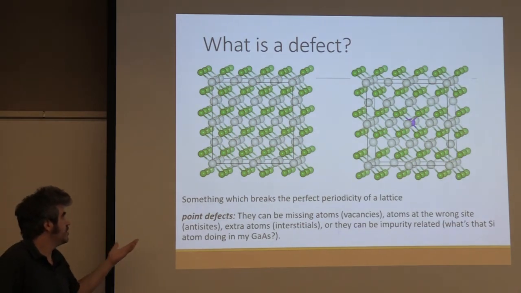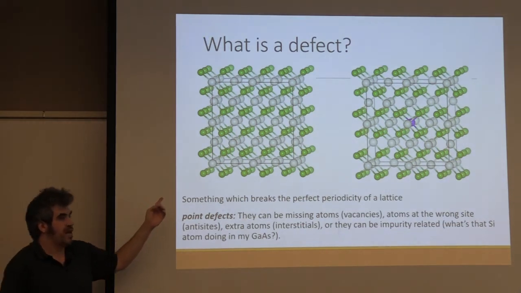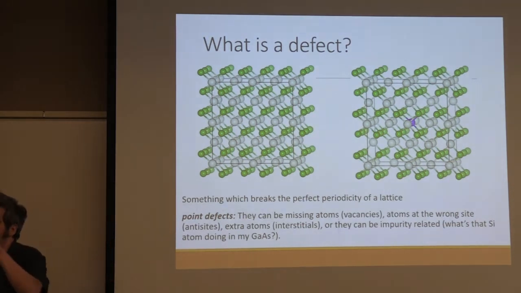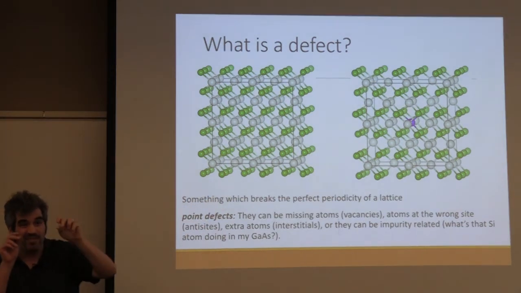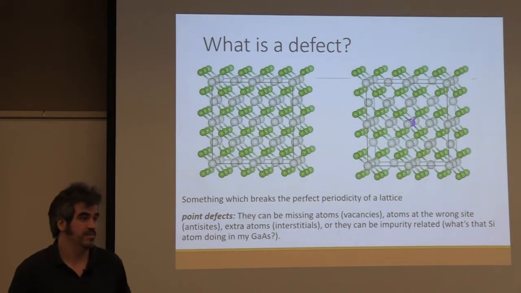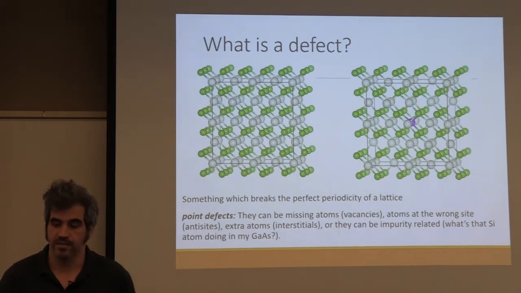You could have other kinds of defects. You could have one of these atoms in the wrong position. Maybe the gallium is sitting where an arsenic is supposed to be. So that's a defect. Or the other way around. Here I have an impurity, the blue atom. Instead of a gallium, I took a gallium out and put a silicon in. So these are all just different kinds of defects.